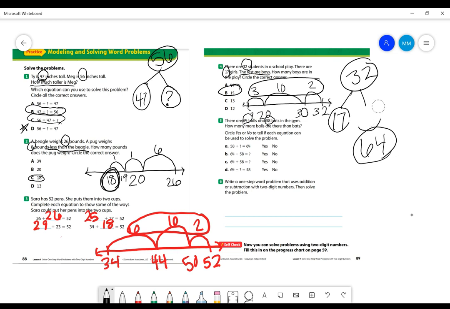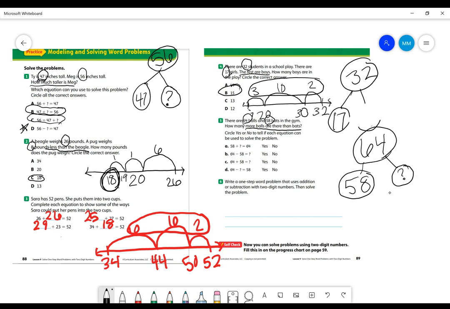And I'm going to erase this a little bit. 64 balls and 58 bats. How many more balls are there than bats? So are we putting 64 and 58 together? No. What's our biggest number? 64 is our whole. What is the part that we know? 58. We are trying to figure out how many more balls there are than bats.